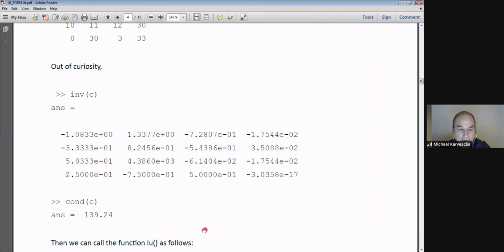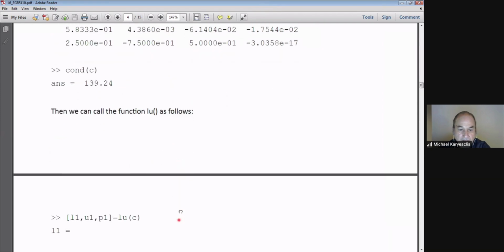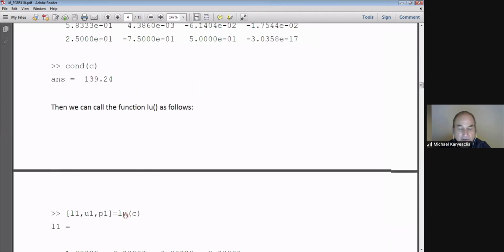All right, so we can call the function LU, and the call for that function is as follows. LU is a function that returns three components. All three of them are matrices. C is a matrix. It has to be a square matrix. The first one is the lower triangular, U is the upper triangular part, and the last one is the matrix that tells you the permutations that it did in order to achieve this.